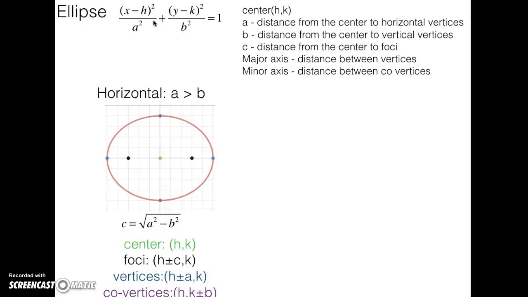When we have a horizontal ellipse, that means the major axis is the horizontal axis and the minor axis is the vertical axis. This will happen when A is greater than B. The C value is going to be calculated by taking the square root of A squared minus B squared. The center is at h, k. The focus is going to be h plus or minus c, k. The vertices are h plus or minus a, k, and the co-vertices are h, k plus or minus b.